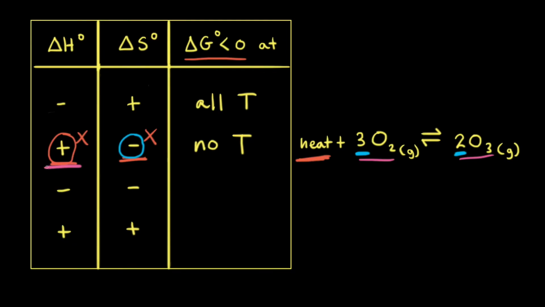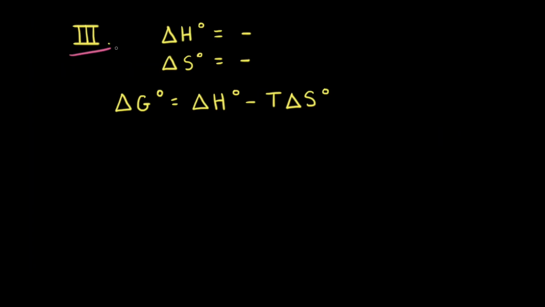Since delta H naught is positive and delta S naught is negative, delta G naught will never be less than 0. It doesn't matter what the temperature is. And so the forward reaction is always thermodynamically unfavorable. The third possible combination of signs has both delta H naught and delta S naught as being negative.